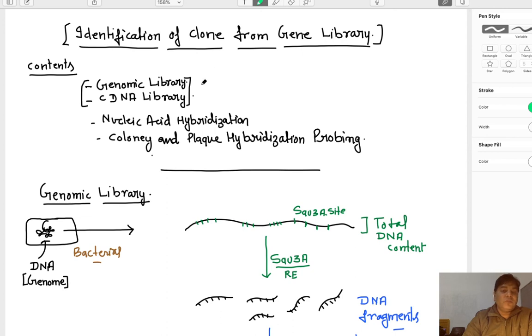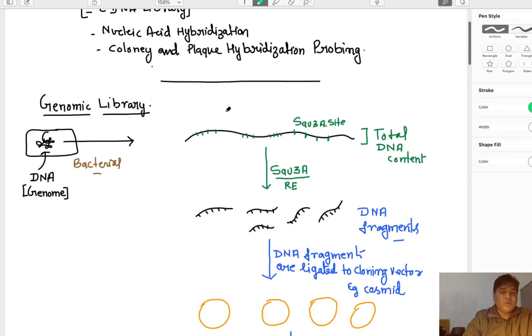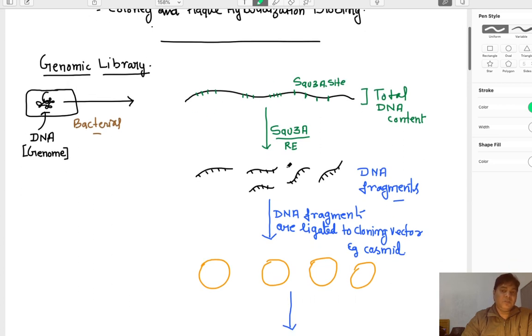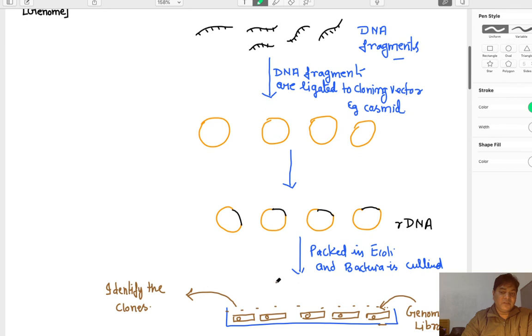So we first have to clear our concept of the genomic library and the cDNA library. What exactly are they? When we talk of a genomic library, the whole DNA content of a cell is called its genome. So we have to develop the library, that is a collection of all the genes of the whole genome. The whole genome is cleaved and inserted into some cloning vector. These cloning vectors are inserted back into the bacteria, and the bacteria is cultured. So this culture plate will have the genomic library in it.